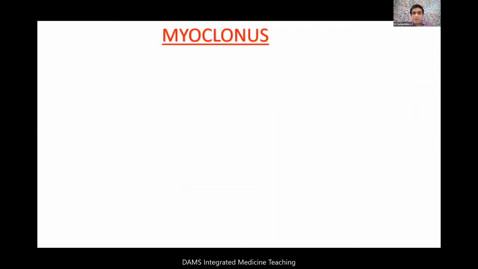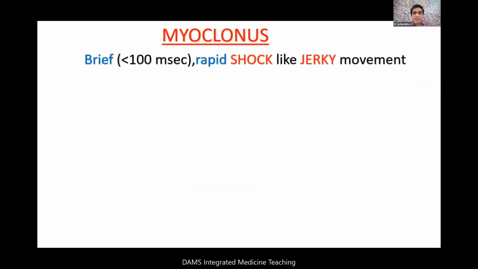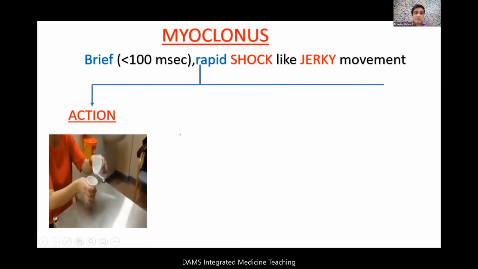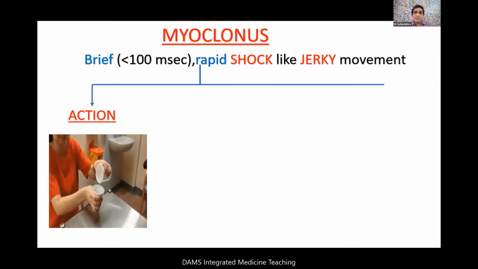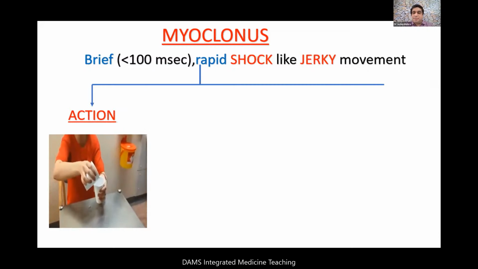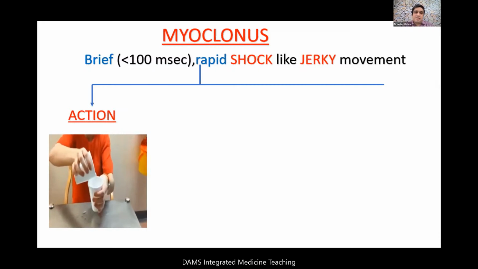Now, if you know what is myoclonus, yes, it is a brief, rapid, shock-like jerky movement that we find is known as myoclonus. Myoclonus can be of various types. While doing some activity is known as the action myoclonus. Like this person is trying to shift water from one glass to the other glass, and the hand keeps on shaking in between like this. So it seems to me like a tremor, but it is a shock-like jerky movement which intermittently appears like this on doing an activity, known as an action myoclonus, right?